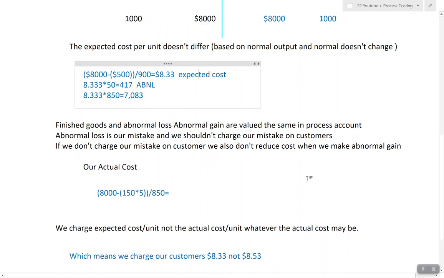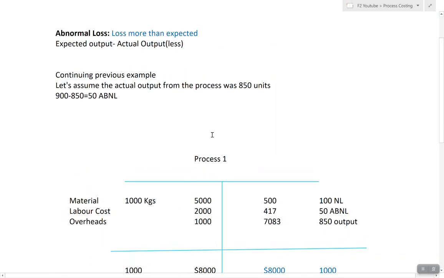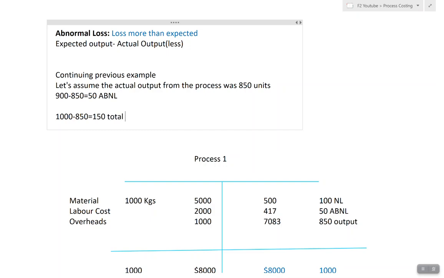That means our customers would not like that. So they need a consistent price. So in this example, if we see, we have a normal loss of 100 and abnormal loss of 50. So we have a total loss of 150, or if you take 1000 minus 850, we have 150 total loss.